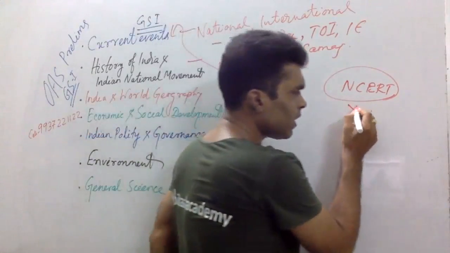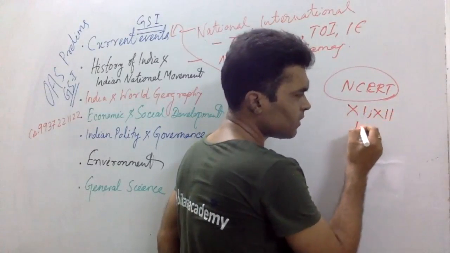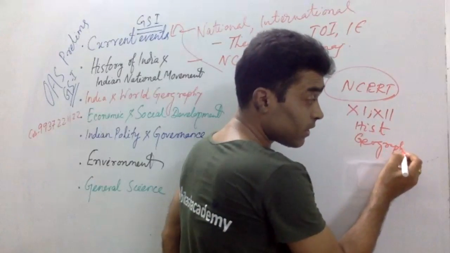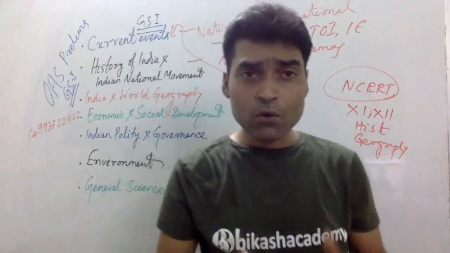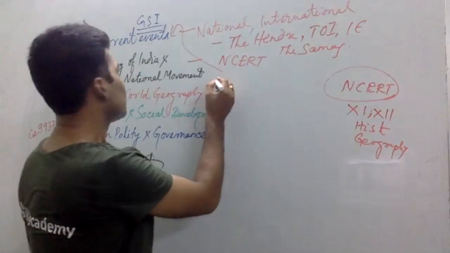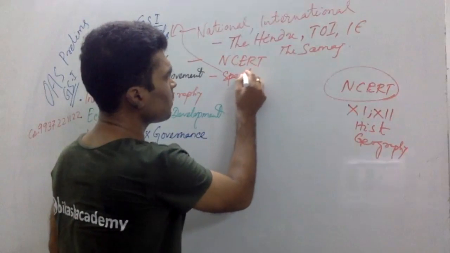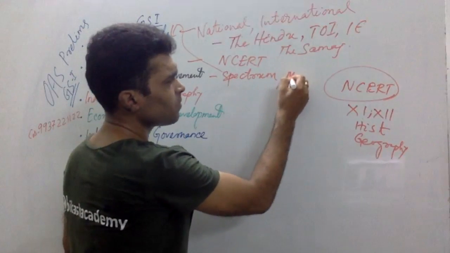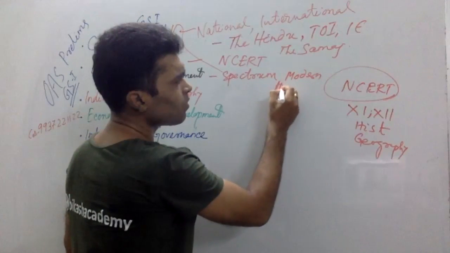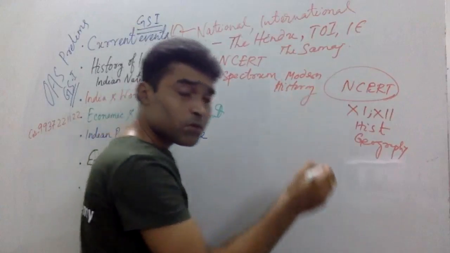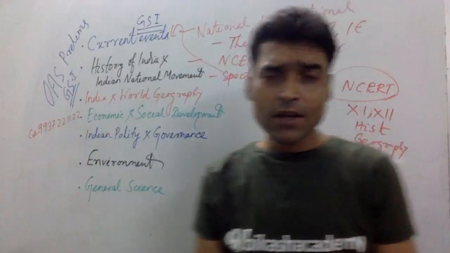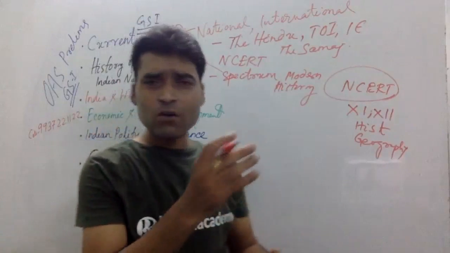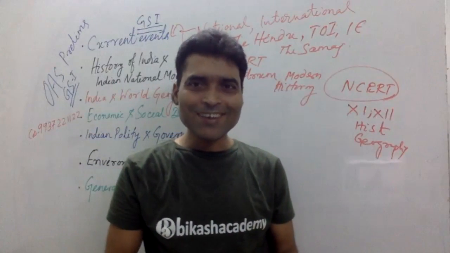Okay, if you follow 11 and 12 NCERT for history, it's okay. History and geography you may follow, right? Provided you have time. If you have no time, then go for Spectrum modern history. Focus only on modern, because most of the questions are coming from modern only, right? And 1 or 2 questions from ancient and medieval. So you can go for any standard GK book, right?